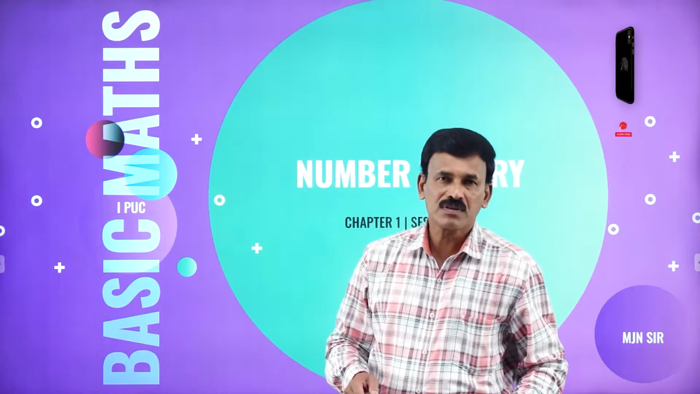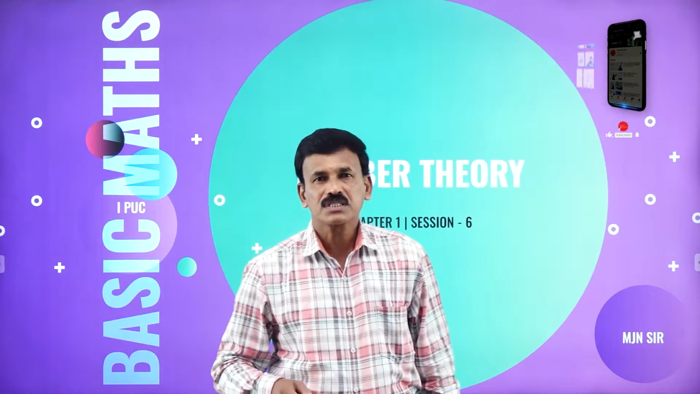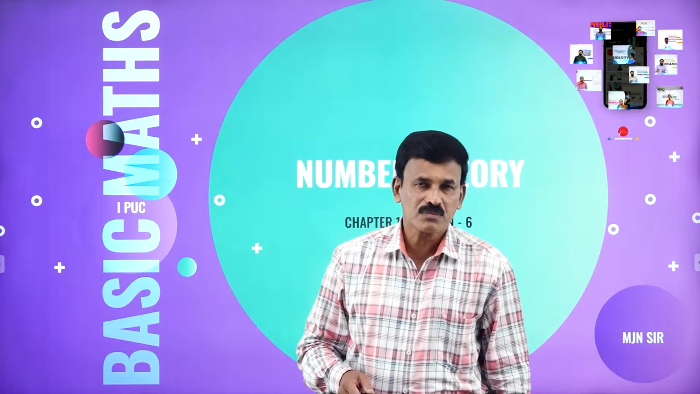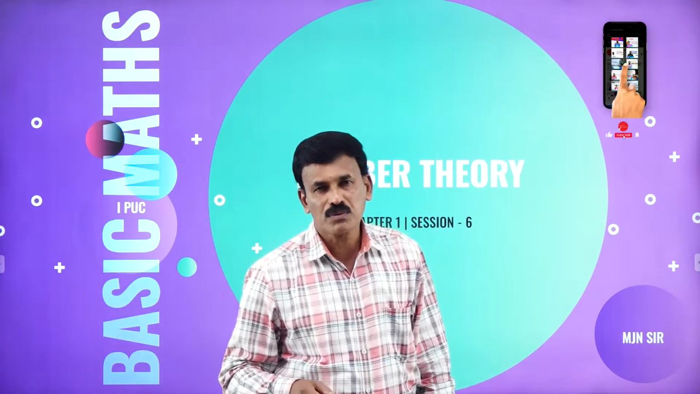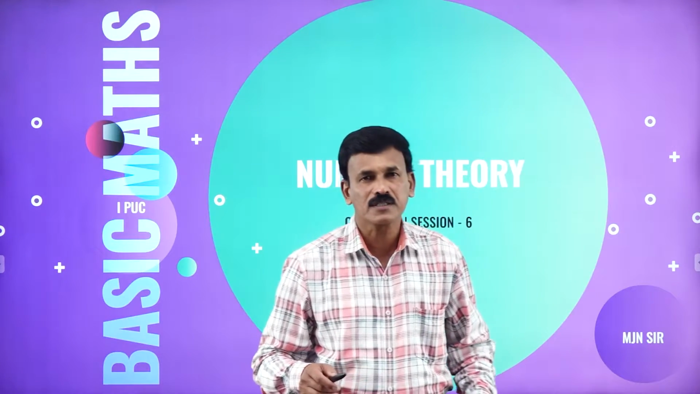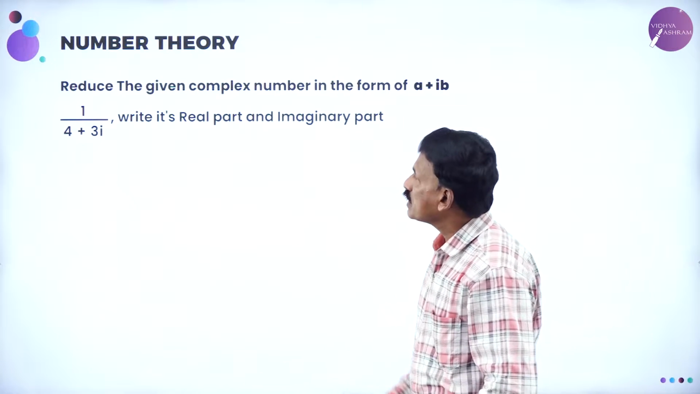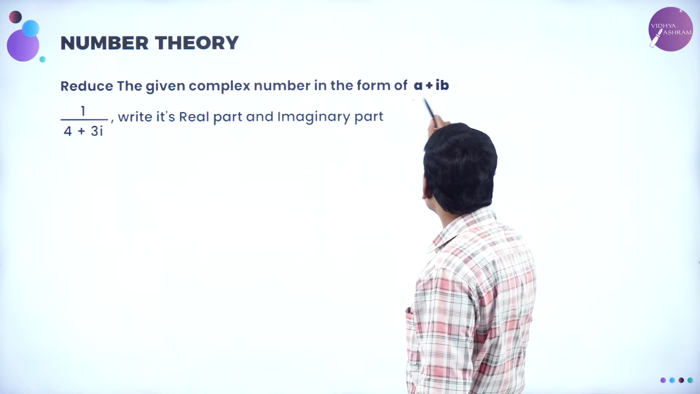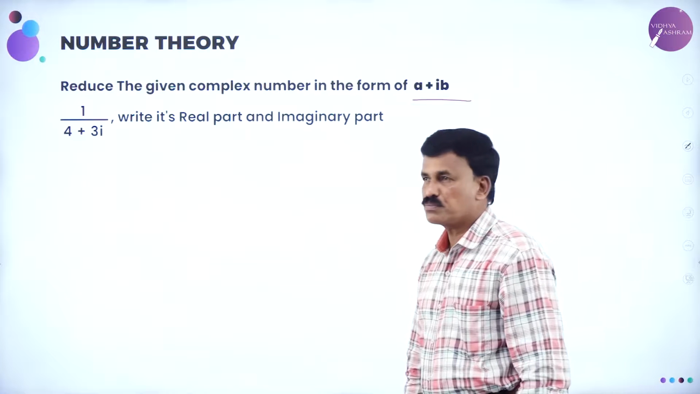In my previous class, we have discussed regarding the addition, subtraction, multiplication, division of a complex number. So in this session, I will take one problem on complex number, then I will go to rational and irrational numbers, right? Now let us come to the first problem. Reduce the given complex number in the form a plus ib. This is a very important problem.